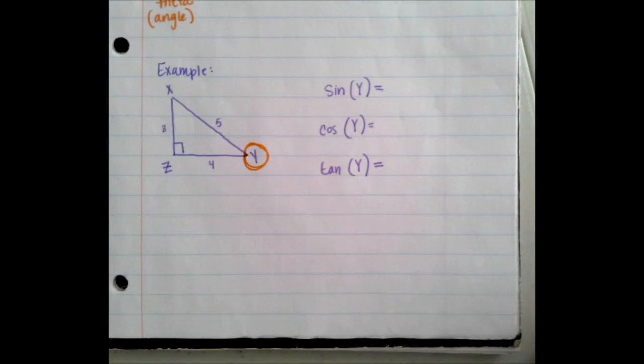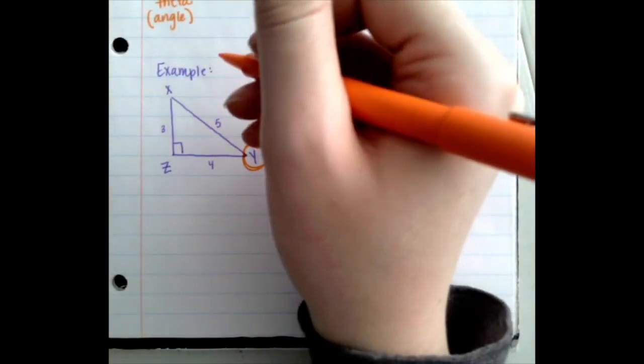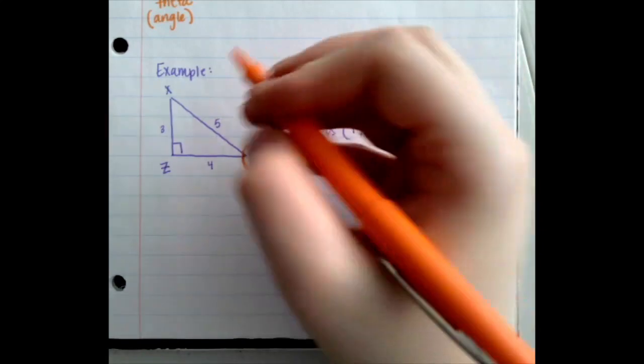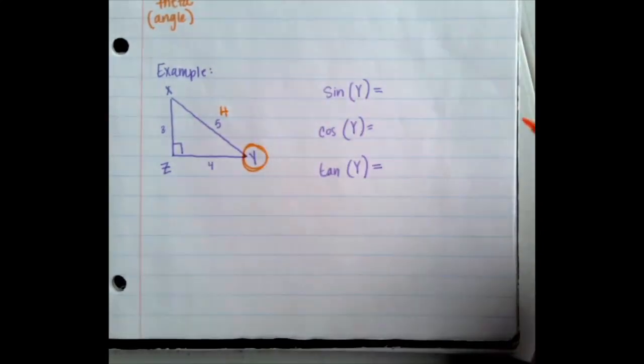Then I want to go through and label my opposite, adjacent, and hypotenuse sides so I can make my life really easy when I go to use SOHCAHTOA. So I always label in this order. I always start with the hypotenuse because the hypotenuse is across from the right angle. So this is my hypotenuse.